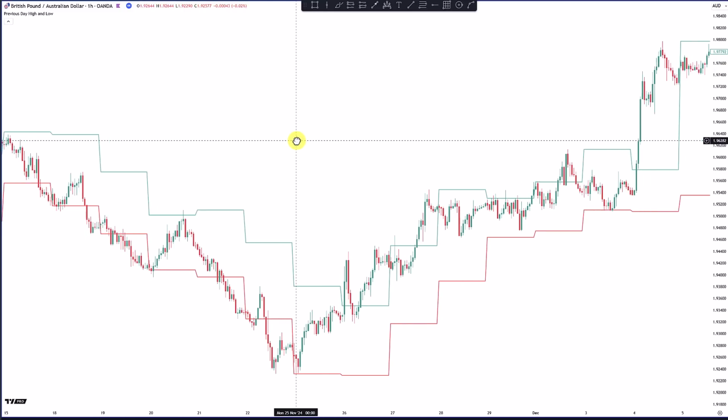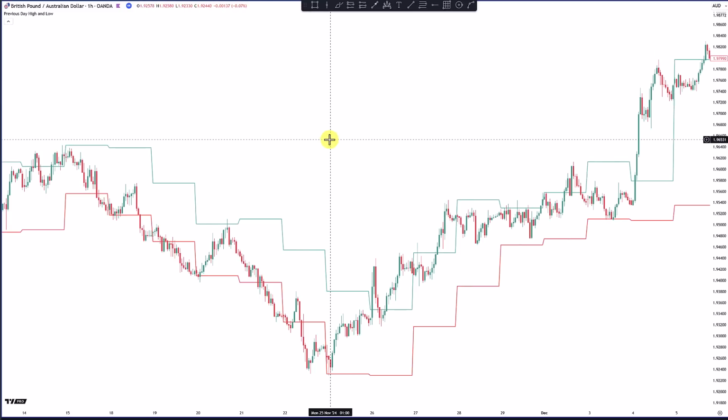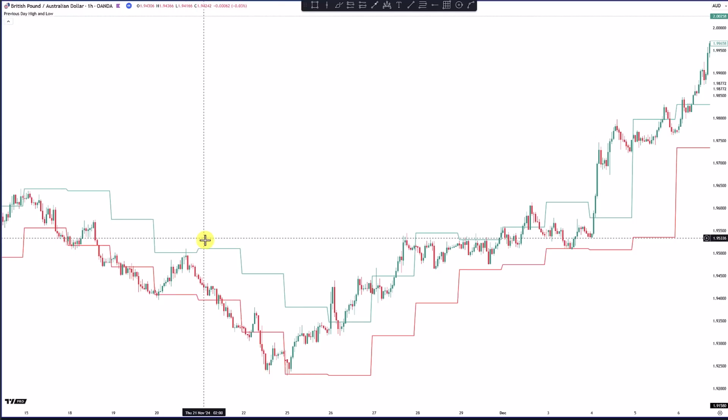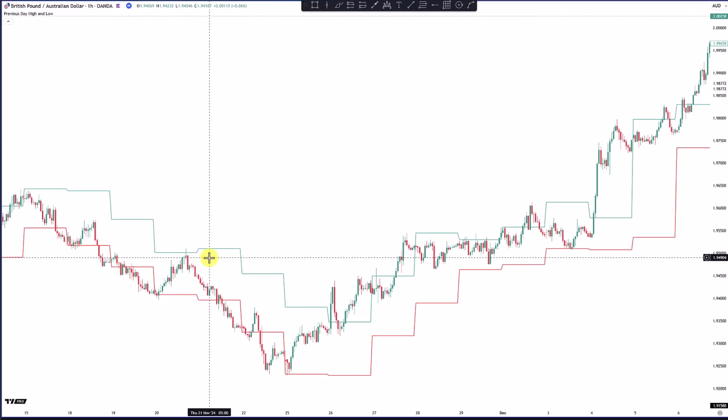Why is this so helpful? First of all, it's 100% objective. Once again, there's no guesswork around it. There's no questioning if you should draw the levels there. It's automatically going to be there and there's no question about it.